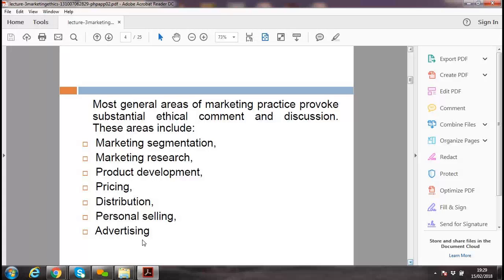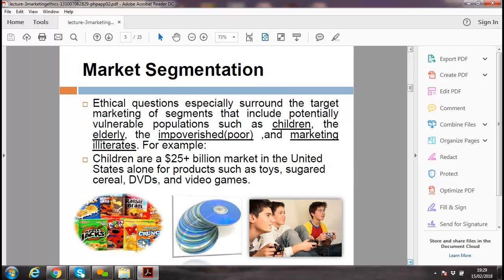We divide into segments, so we need to look at how we can make sure of what we provide. We'll try our best. We need to do research and we need product development. We launch different products to meet the needs of the customer. Does it make sense? Yes, sir. So in all these areas, there are ethical questions in market segmentation, especially around target marketing segments that include potentially vulnerable populations such as children, elderly, and the poor.